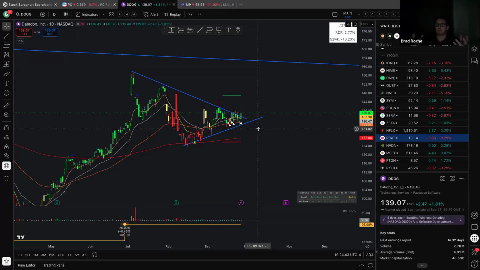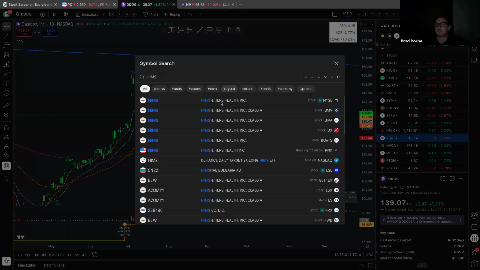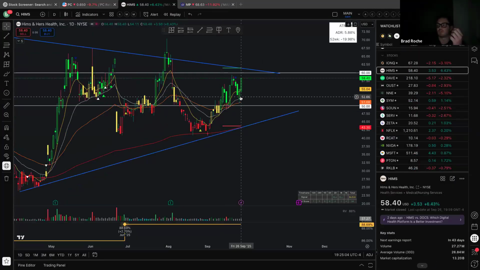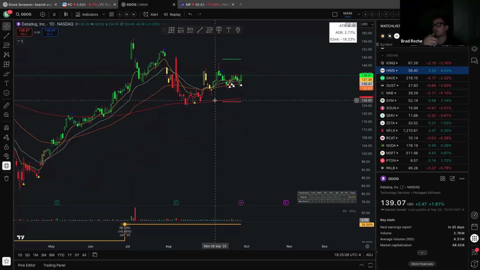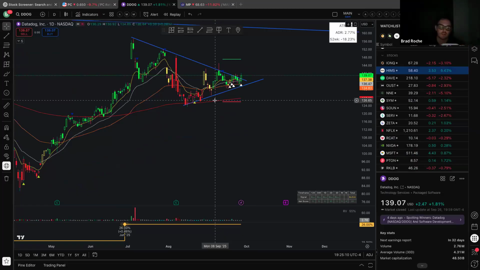So now it comes down to, okay, I want to trail it and give it some room, but how should I trail it? Because this is a slower stock. In the case of Hims, I would be looking at trailing it off a 9 EMA because it's a faster moving stock. Hims has an ADR of almost 6. And then you've got D-Dog, which is moving at a 2.7.